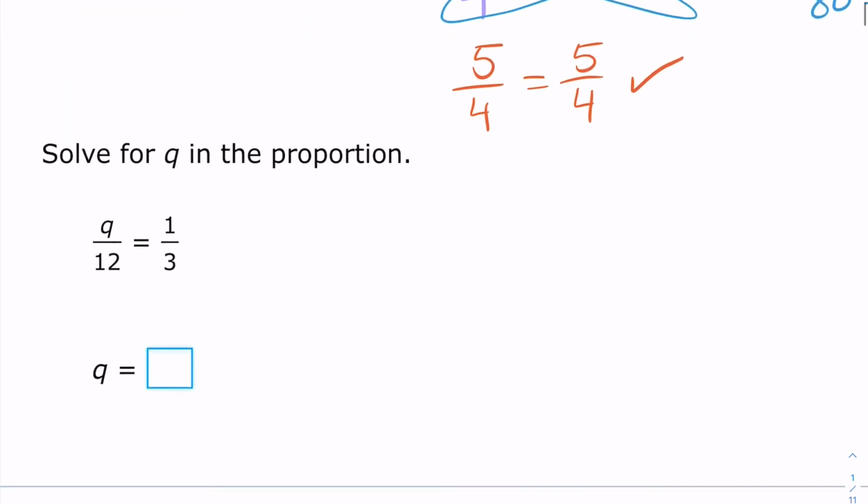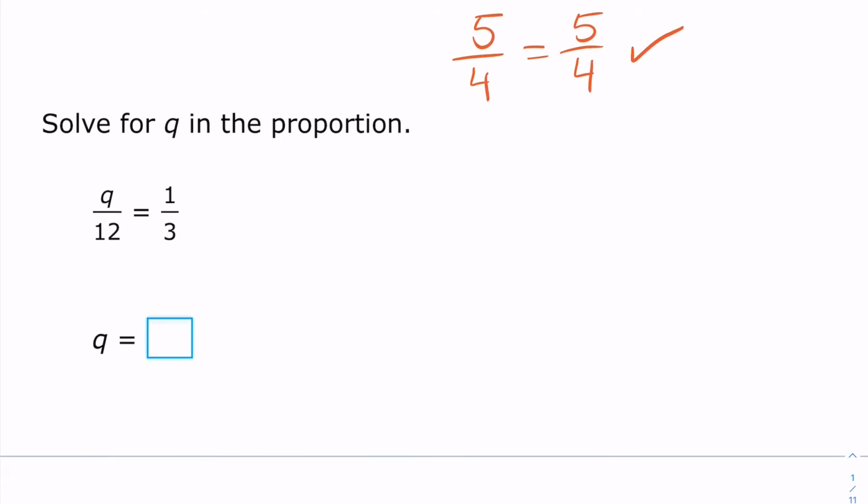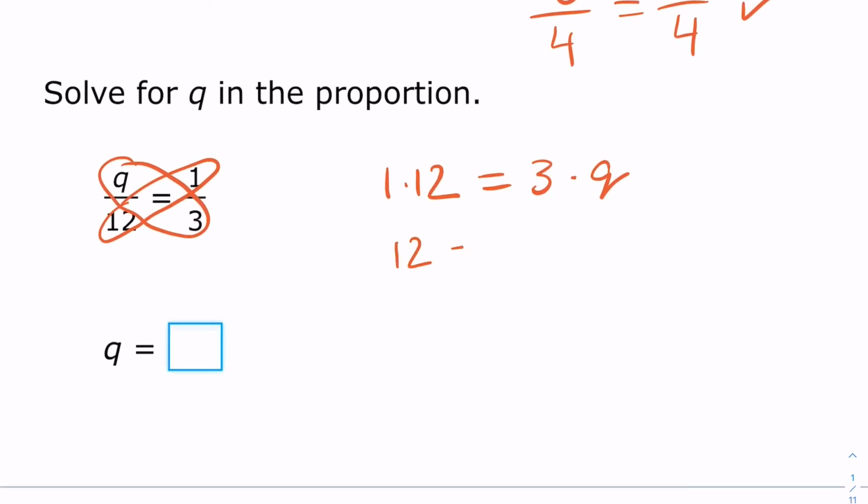All right. So this next question is solving for Q in the proportion. We already know that this is proportional because they set it up as an equality. So what I'm going to do is find my cross products. This is probably the easiest way of doing this. So 1 times 12 equals 3 times Q. 1 times 12 is 12. 3 times Q is 3Q.